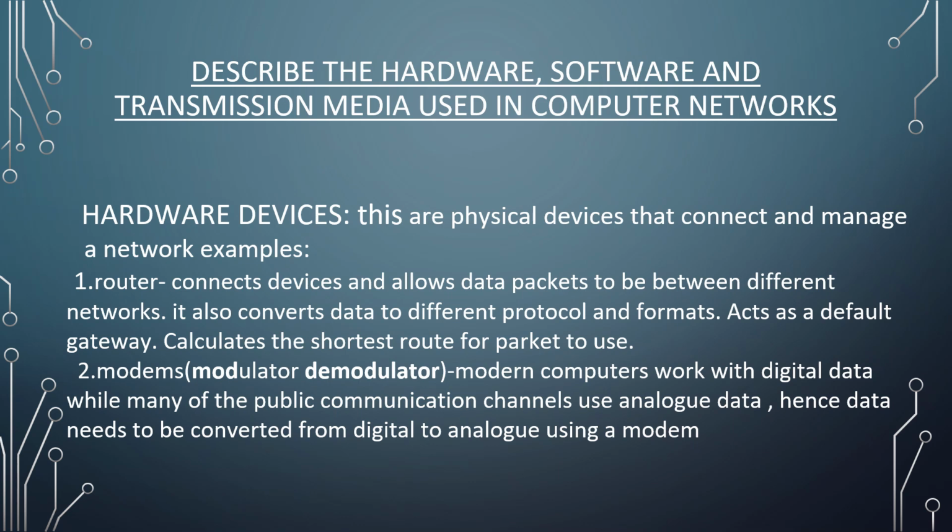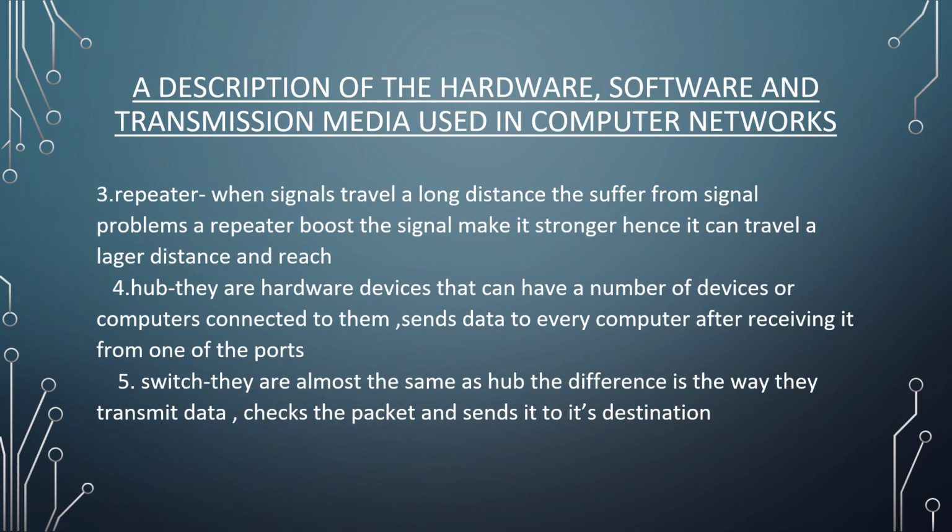Number 2, the modem, also known as the modulator or demodulator. Modern computers work with digital data while many of the public communication channels use analog data. Hence, data needs to be converted from digital to analog using a modem. At number 3, we have the repeater. When signals travel a long distance, they suffer from signal problems. A repeater boosts the signals, making them stronger, hence they can travel a larger distance.